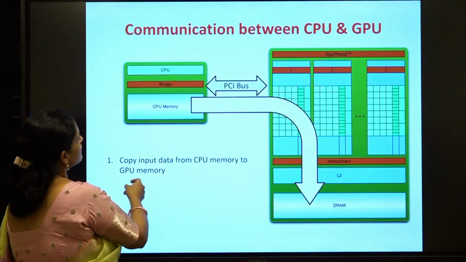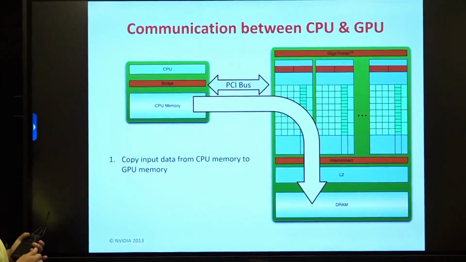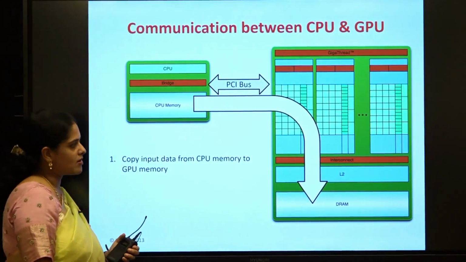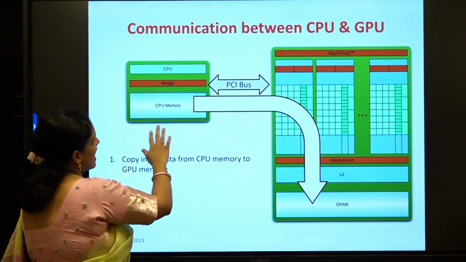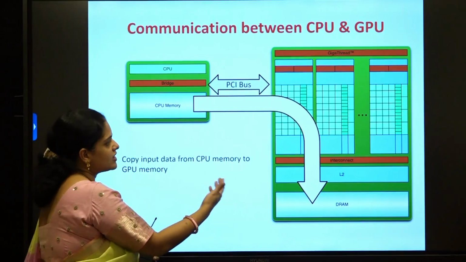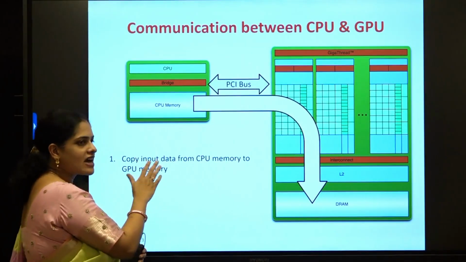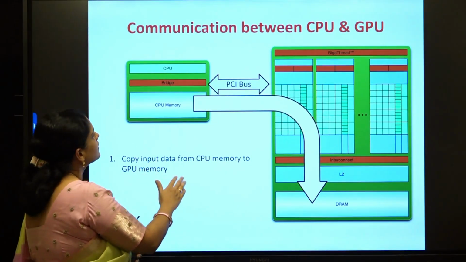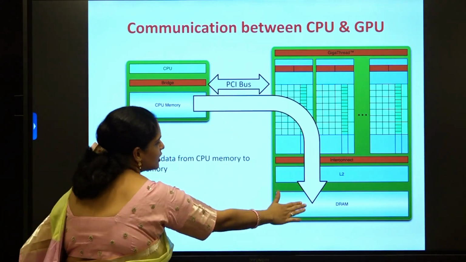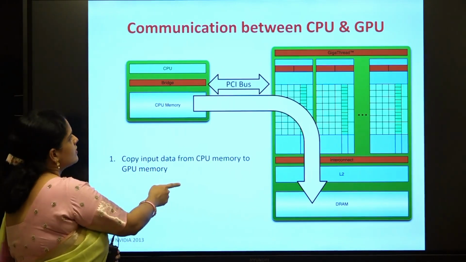That is done using a 3-step communication. The first step is copying the input data from the CPU memory to the GPU memory. Whenever we have a task that is part of a program and needs to run on a GPU, we need to share the data required for that task. In that case, the data will be copied from the CPU memory to the GPU memory. This is the first thing.